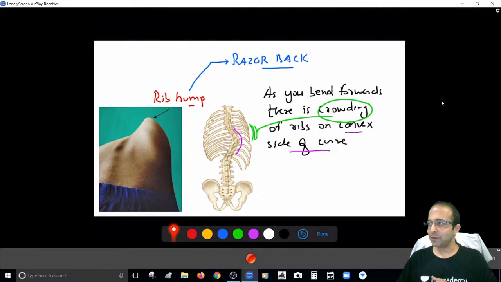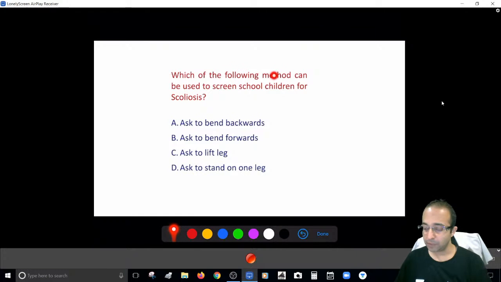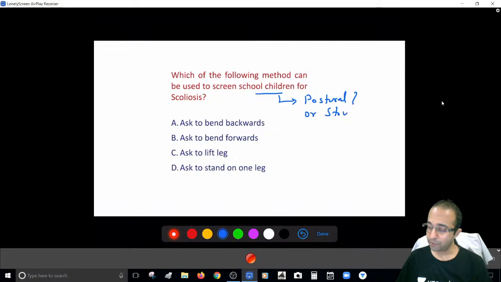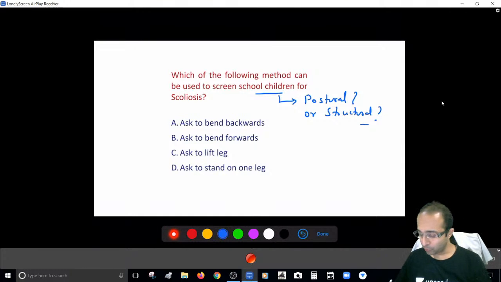I think I just told you about Adam's test. Or I think I can just discuss this question with you. This question was there in the AIIMS paper last year. Which of the following methods can be used to screen school children for scoliosis? So what you're supposed to do with school children is decide whether you are dealing with a postural scoliosis or a structural scoliosis, so that you can refer this child to a doctor. So that's what you do in such cases.